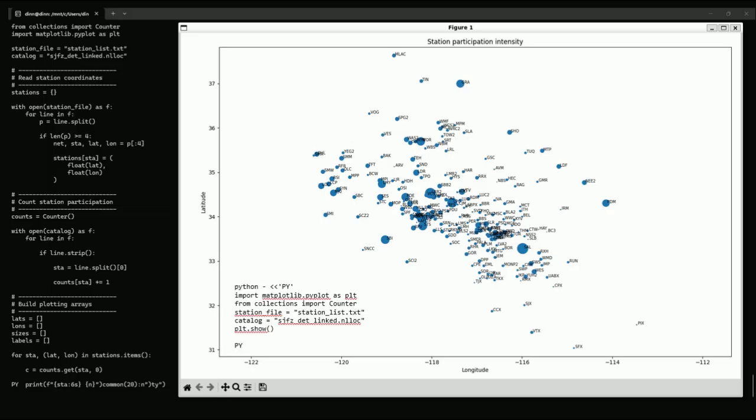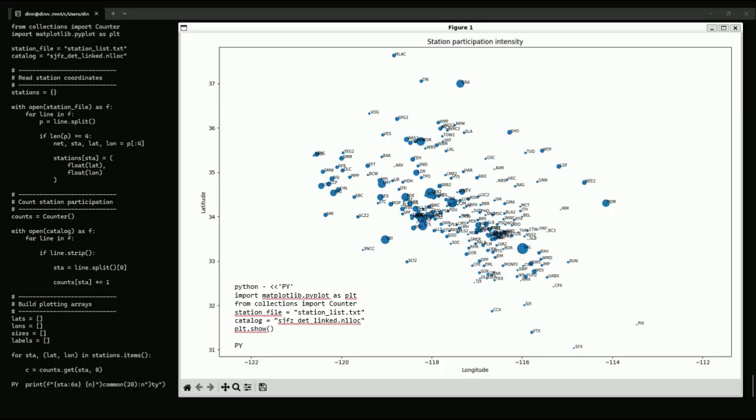This figure presents a geographic map of the entire seismic network used throughout the PhaseLink workflow. The densest concentration of stations corresponds to the core Southern California seismic network, where station coverage is particularly high. The map also functions as a station participation intensity plot, illustrating how strongly each station contributed to the final associated earthquake catalog. In this visualization, symbol size scales with participation intensity.